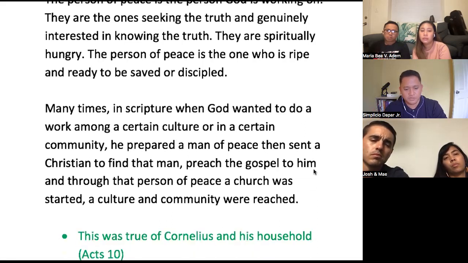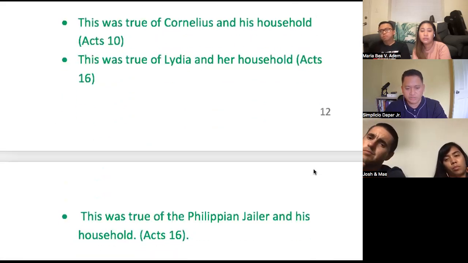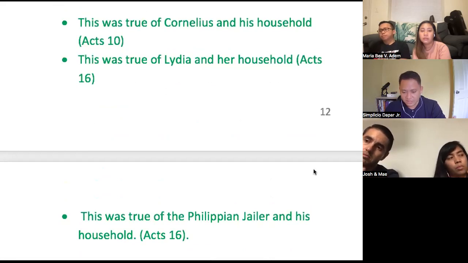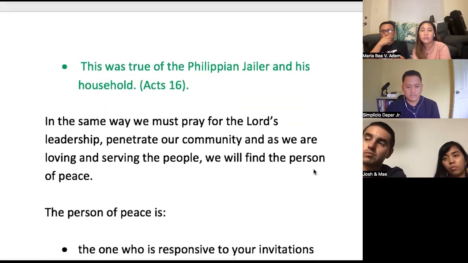Many times in the scripture, when God wanted to do a work among a certain culture or a certain community, he prepared a man of peace and then sent a Christian to find that man. For example, Cornelius and his household in Acts 10. He was a non-believer, but God made a work in his household by sending Peter. But Peter had to meet Cornelius first, the son of peace, because he was a godly person. This was true of Lydia and her household in Acts 16. This was true of the Philippian jailer and his household in Acts 16.